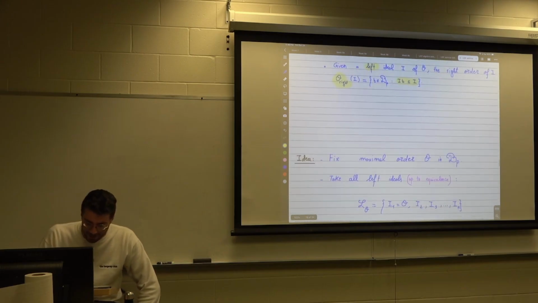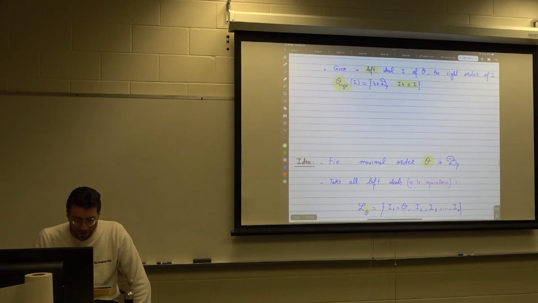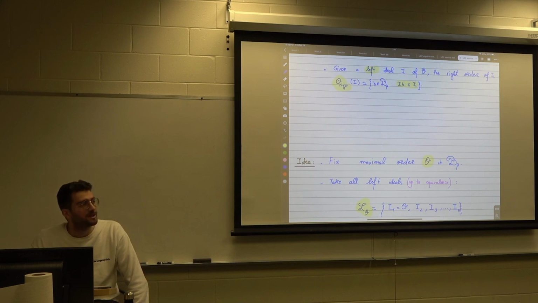So take your maximal order, take any maximal order that you want in B_p. So you have your maximal order O. The second thing you do, you look at all the left ideals of O. We're going to call this L(O). L is for left and O is for O. Take all the left ideals. The first one is just going to be O itself, and then you have a few others.